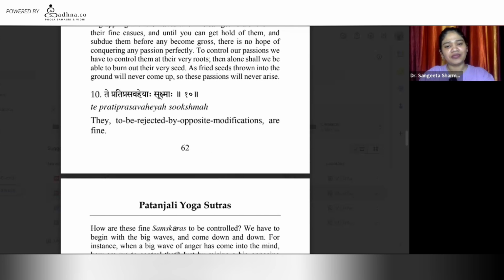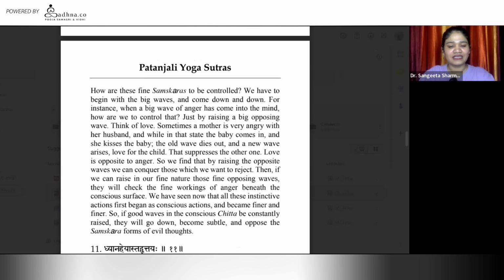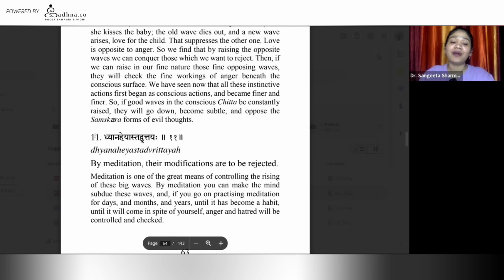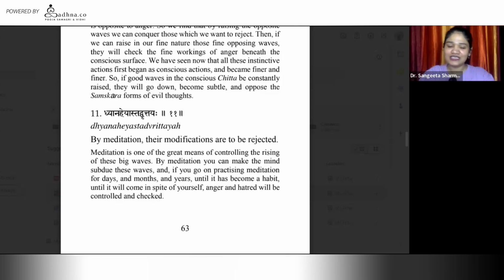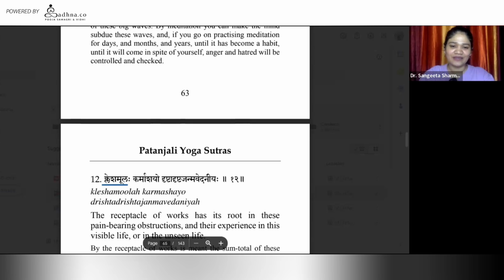The 10th sutra, te prati prasava heya sukshma, is telling the outcome, what we should do with these 5 kleshas. They should be rejected, they should be dissolved. So this is Patanjali saying it, and how are we going to do that? By meditation. Dhyana heya tad vrittayah. They can only be minimized by dhyana. So it is related to kleshas only.